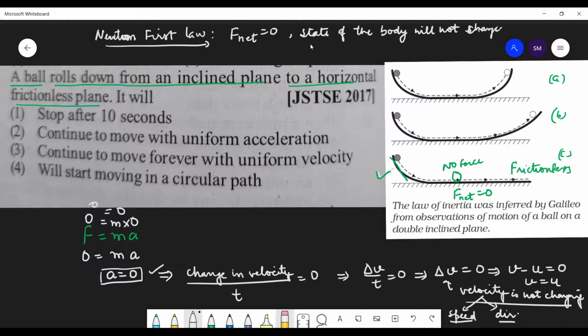State means there will be two states. Either the body is moving with some velocity or it is at rest. So if it is at rest, then the velocity is 0, and if it is moving, it will have some velocity. So if F net is 0, then the state of the body will not change. Why will this not change? Due to which property of the body will this state not change? Which property of the body?